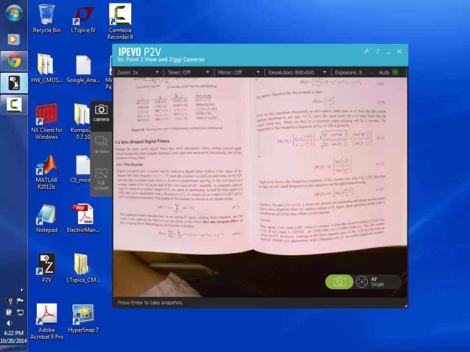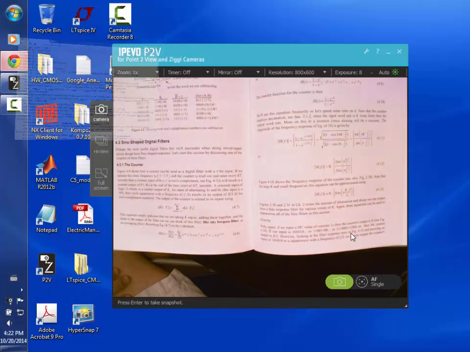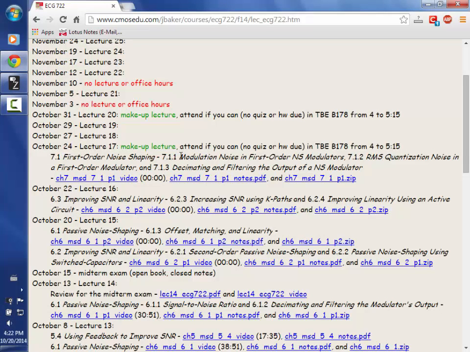All right, with delays in starting the computer, we're ready to talk about, well, actually, let's look. We're going to have a makeup lecture on Friday with all this stuff. And then today we're going to talk about passive noise shaping and in particular offset matching and linearity, and that's section 6.1.